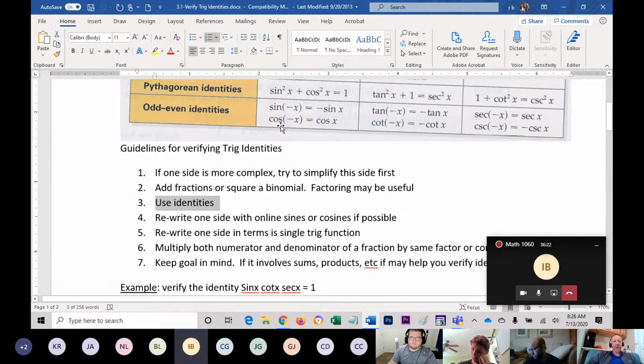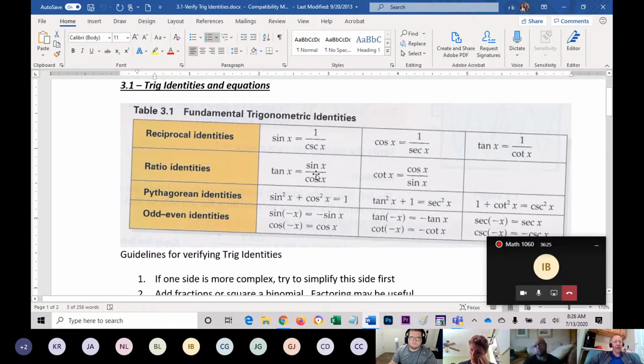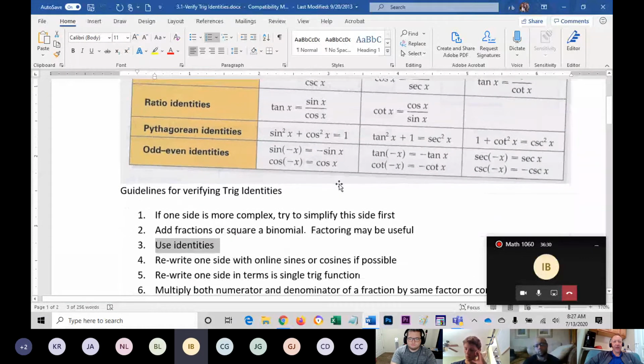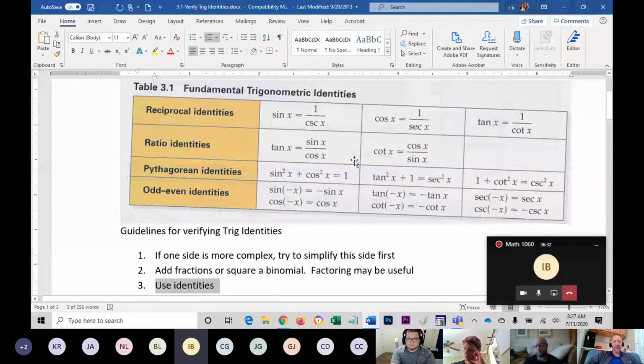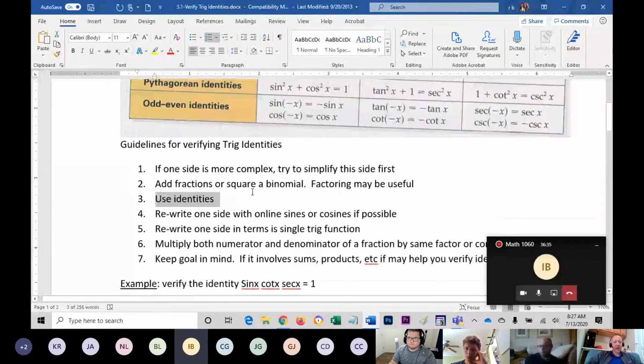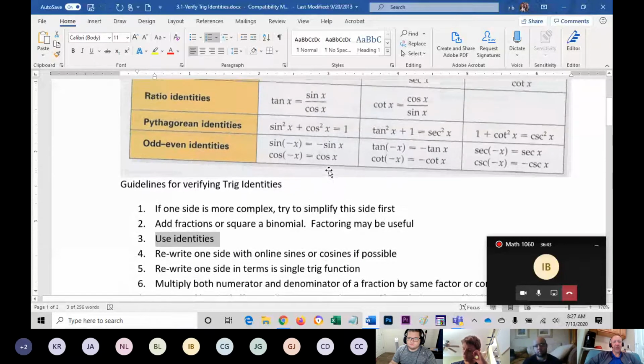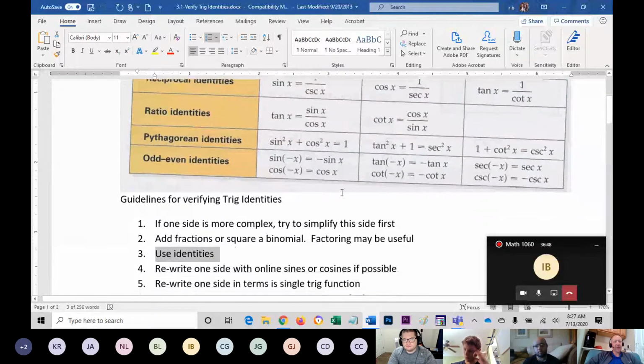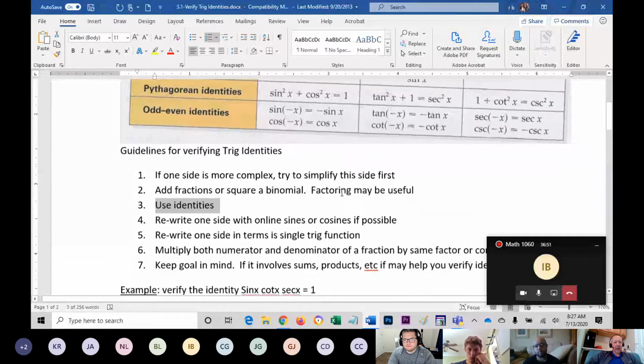Rule number 3, use identities. So these identities that we've got here must be committed to memory. In fact, these are going to be really super useful. Number 4, rewrite one side in terms of sines and cosines if possible. Especially a tangent, if you can write that in sines and cosines, a lot of times that'll be helpful. Rewrite one side in terms of a single trig function. That's another option to do.